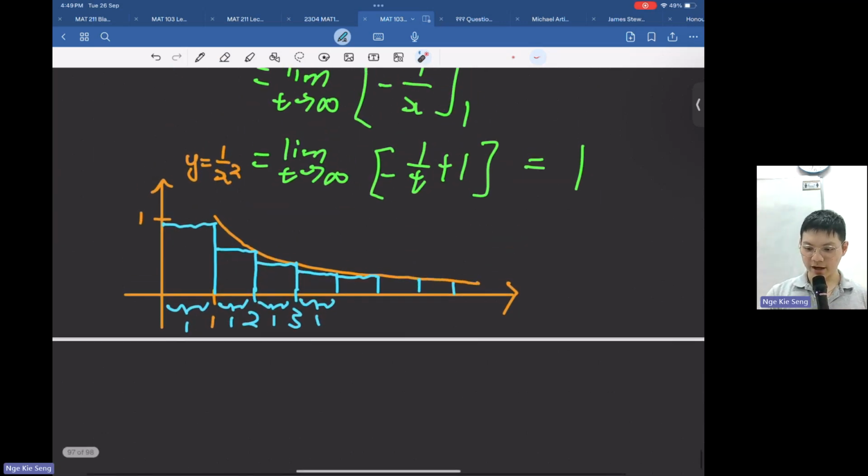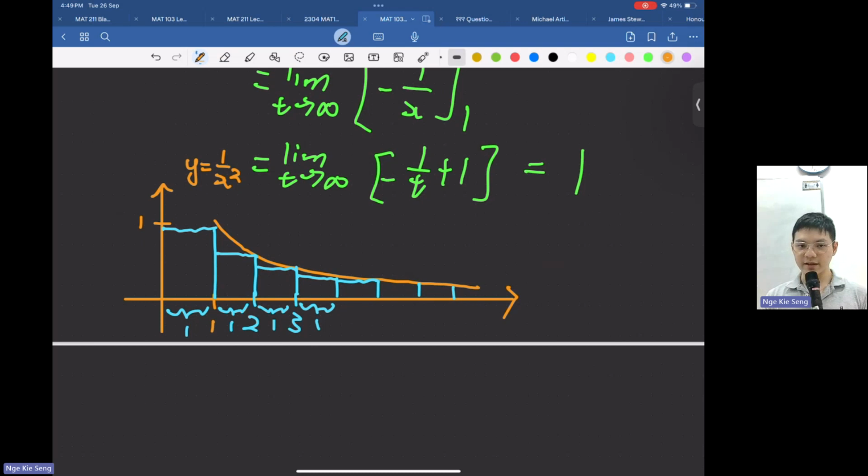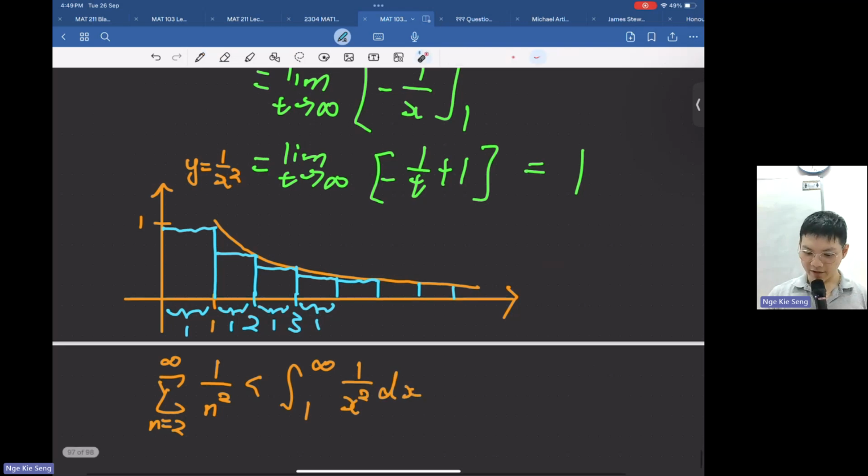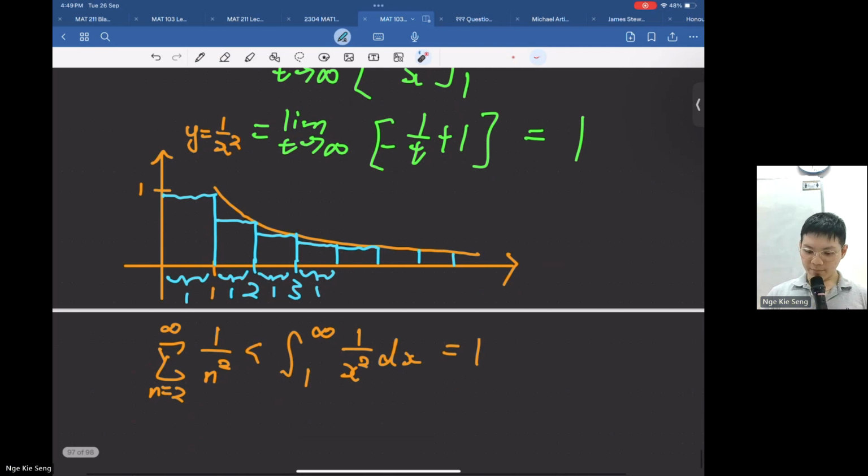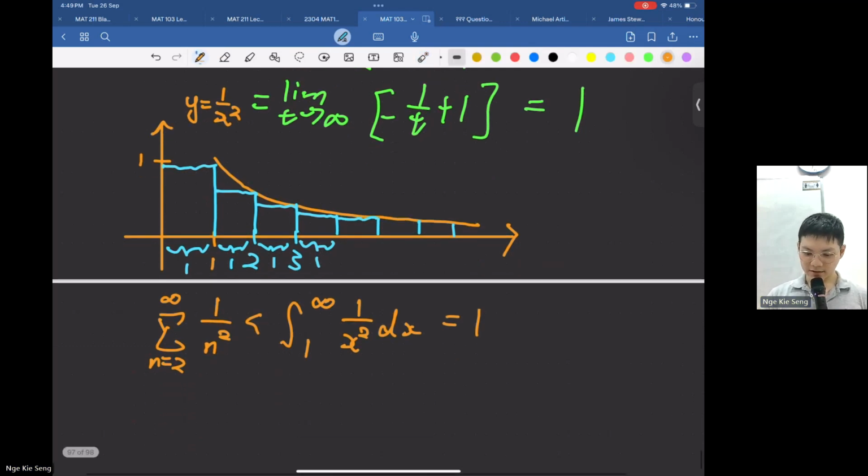So from this picture, what do you get? Let me write down what I said just now. What we have is the sum from n equals 2 of 1 over n squared is less than the integral from 1 to infinity of 1 over x squared dx. We only have this, because we only computed the area under the graph starting from 1. So we know that this sum has to be less than 1, so it must converge.